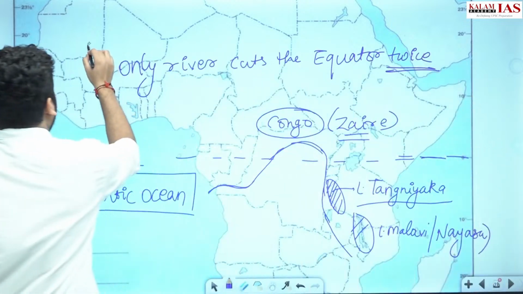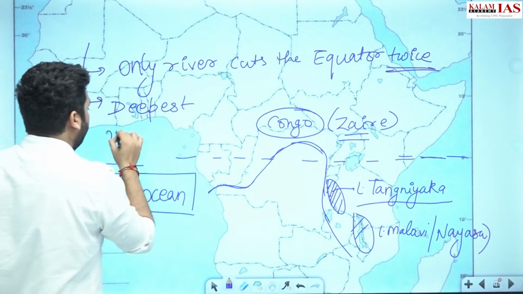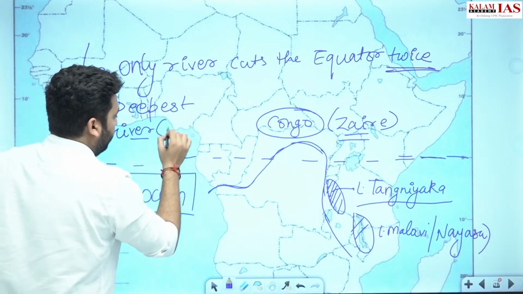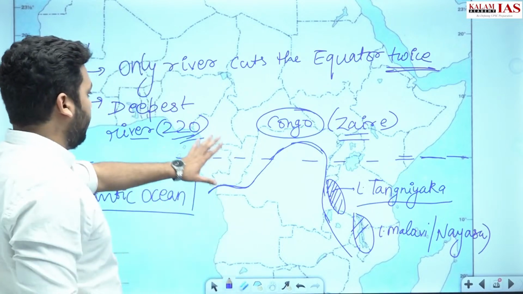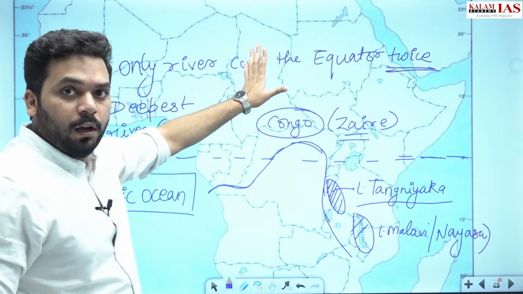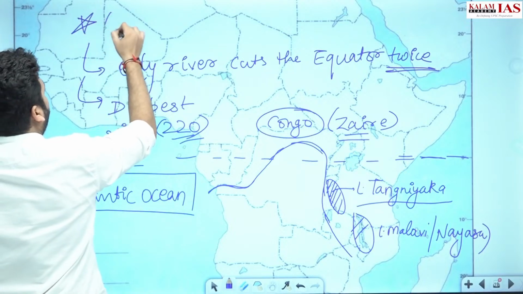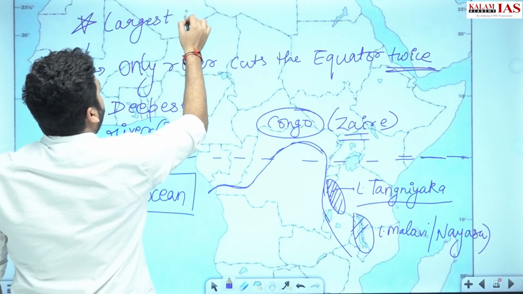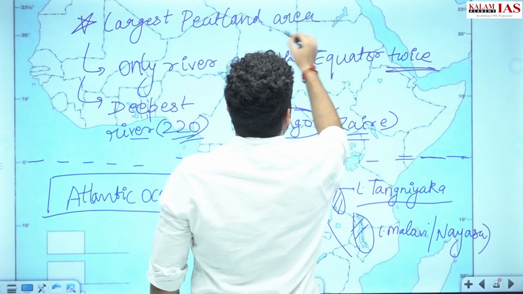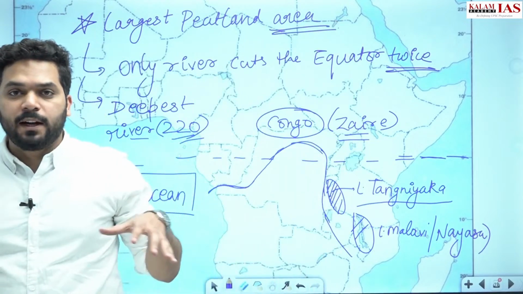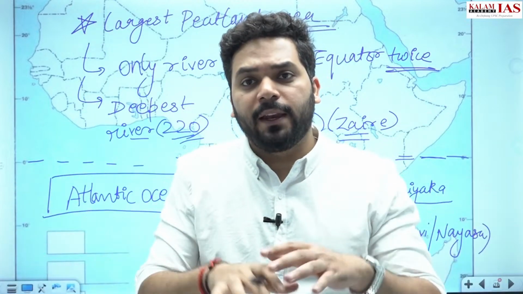Another fact which you should know is that it is the deepest river in the world, around 220 feet, so you should remember this. It is famous for its largest peatland area. The swampy region, the peatlands, are created where the decomposition does not happen completely. That swampy area is known as a peatland area.